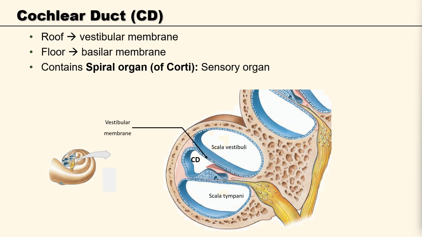The floor of the cochlear duct is constructed of a basilar membrane, which contains a very special region called the spiral organ of Corti. Each of the chambers and the cochlear duct contains endolymph, which helps to conduct sound. We can also see that one of the fibres of the vestibulocochlear nerve travels to the spiral organ of Corti.